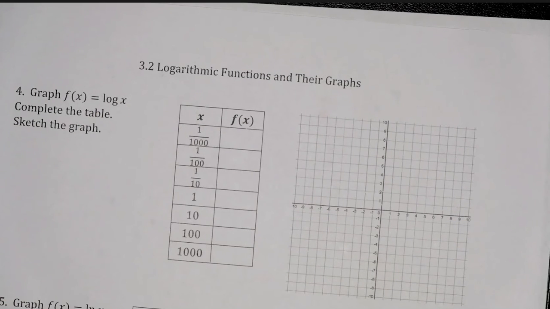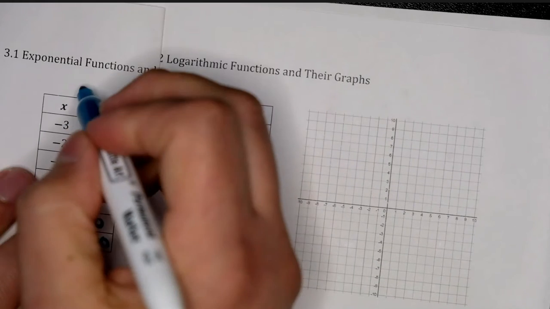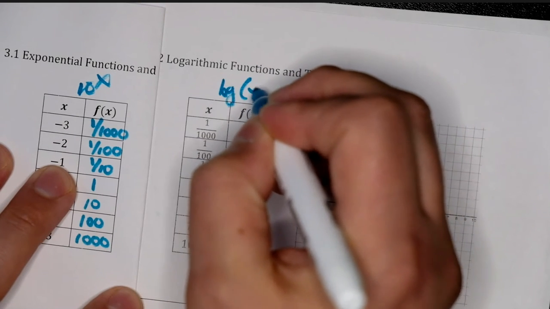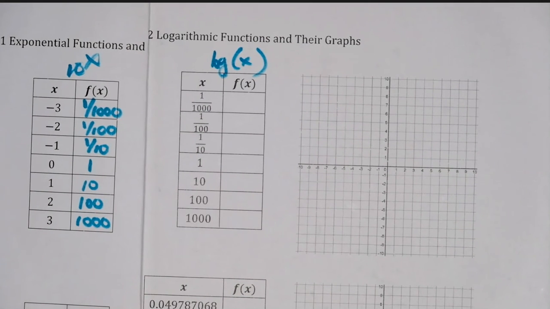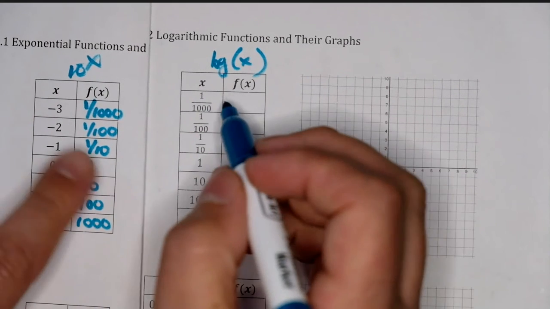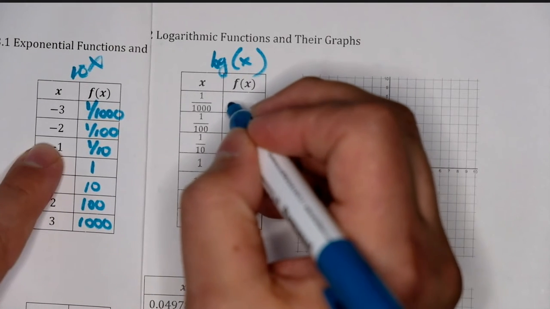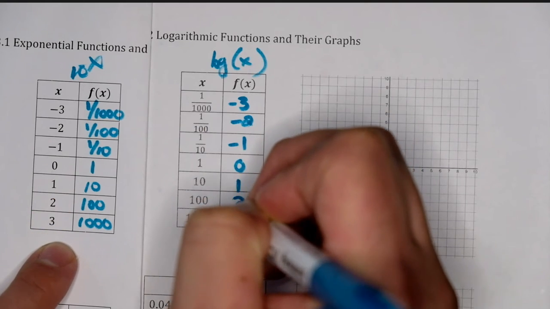So the next one, number 4, is talking about log of x. Now remember, the log of x is the same thing as saying log base 10 of x, and we can compare it to our graph from exponential functions. Because they are inverses, this is 10 to the x, and this is log of x, like saying log base 10 of x. So they should be inverses to one another, because they are. And we're going to flip around the x and y values here on the chart. So this goes -3, -2, -1, 0, 1, 2, 3.